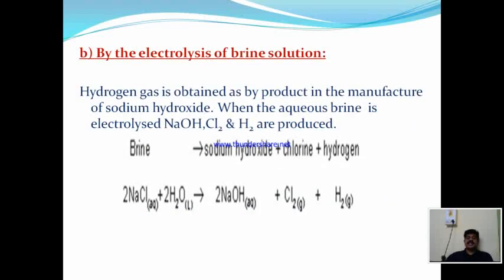Let us go for the second method, that is electrolysis of brine solution, which is also called the chlor-alkali method. In this method, when aqueous brine solution is electrolyzed, we are going to get three products: sodium hydroxide, chlorine and hydrogen. In this process, hydrogen is produced as a byproduct during the production of a major product called sodium hydroxide. As both chlorine and sodium hydroxide are produced, this process is also called the chlor-alkali process.